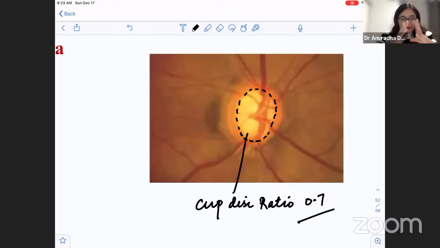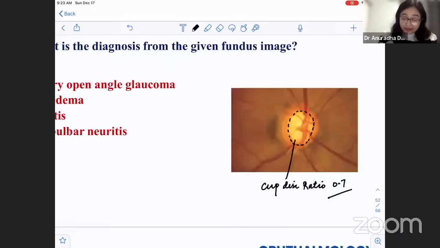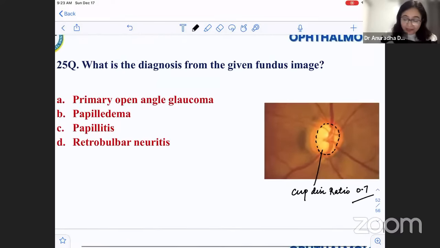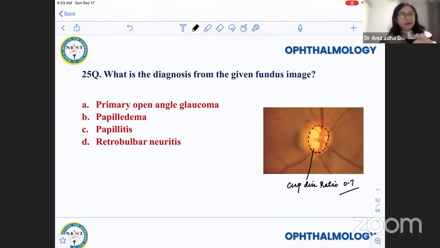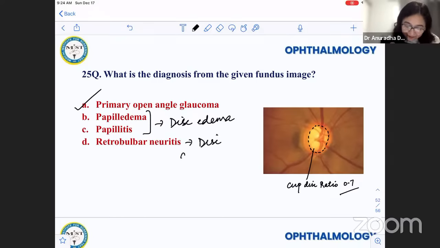Okay, so what is the condition in which the cup enlarges and the neuroretinal rim becomes thin? That is your primary open angle glaucoma. So among the choices, glaucomatous optic atrophy will cause increased cup disc ratio. So among these choices, it is primary open angle glaucoma. In papilledema and in papillitis, there will be disc edema, beta. Remember, early in the session, I showed you how disc edema and disc hyperemia will look. In retrobulbar neuritis, the disc appears normal on fundus examination because it is the part of the nerve behind the eyeball which is inflamed. So in this picture where the cup is enlarged, it is glaucomatous optic atrophy. Theek hai bache?